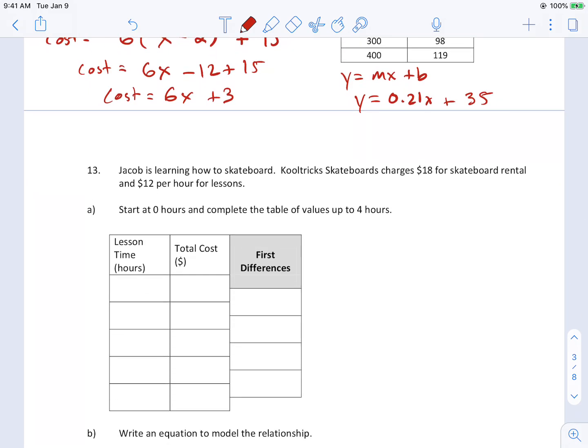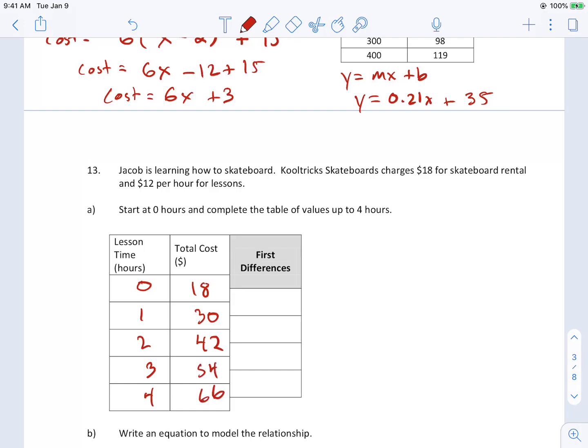All right, perfect. So now we're looking at Jacob. He's learning how to skateboard. He charges $18 for a skateboard rental and $12 per hour for lessons. So let's go to 0 hours for lessons, 1, 2, 3, 4. And how much does it cost? Well, it costs 18 bucks no matter what, and then $12 per hour. So if I took no lesson time, it would still cost me 18 bucks just to rent it. And if I took 1 hour, I have to add $12 to that, so it's going to be 30. If I took another hour, it'd be another 12 bucks. That's 42, and then it would keep going, 54 and 66.